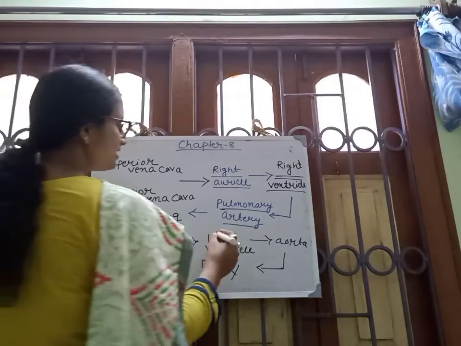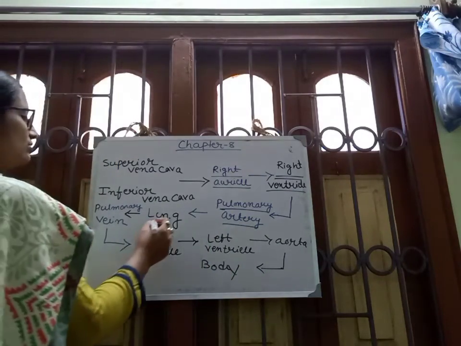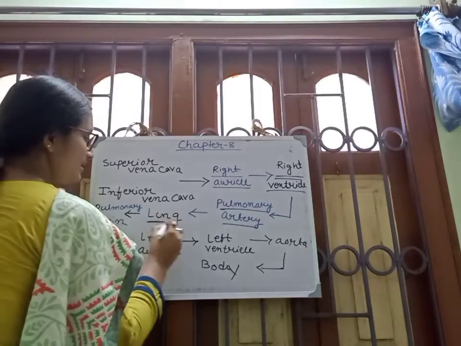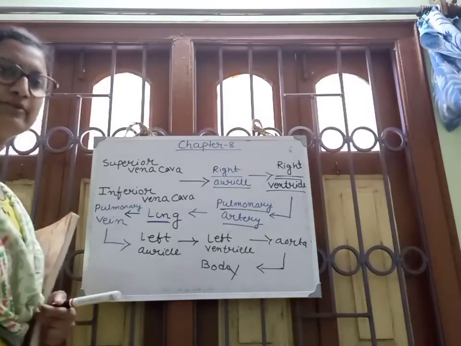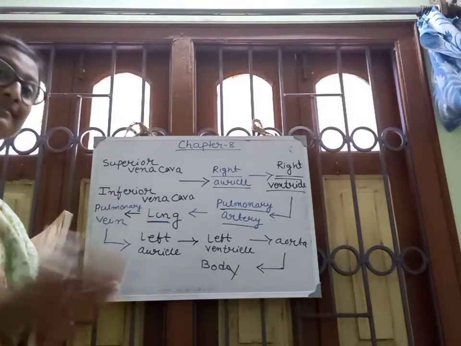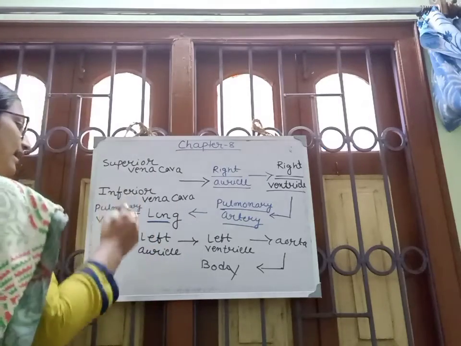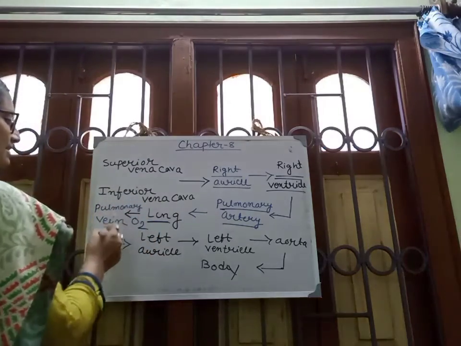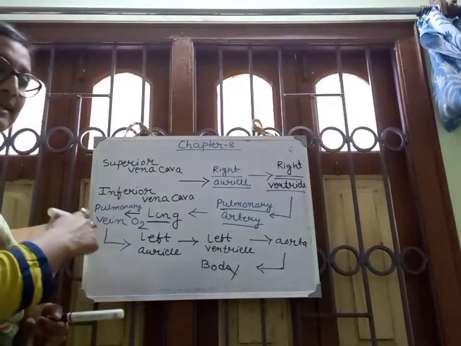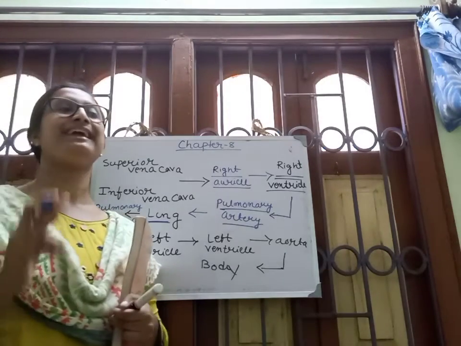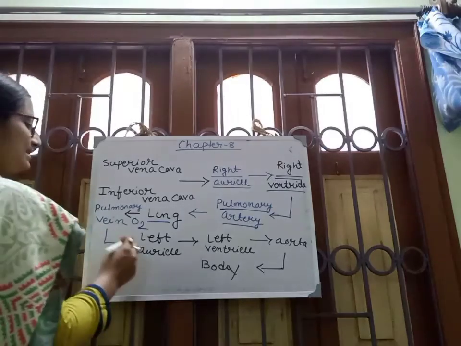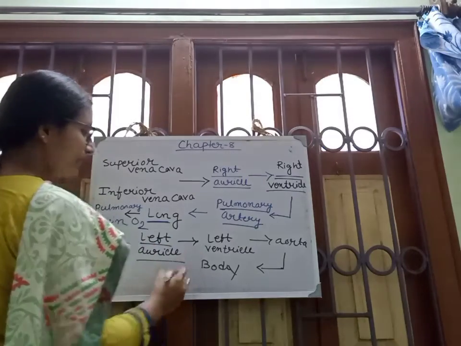This deoxygenated blood goes to the lungs for purification. After purification, mixed with oxygen, it becomes oxygenated blood. The oxygenated blood enters the pulmonary vein. That's why it is the only vein that carries oxygenated blood. Through this pulmonary vein, it enters the left auricle.